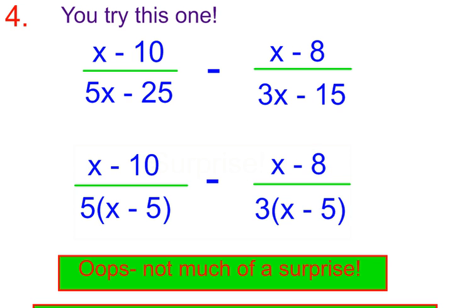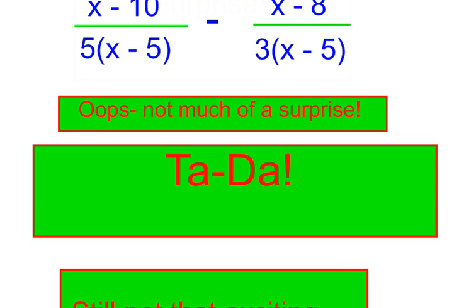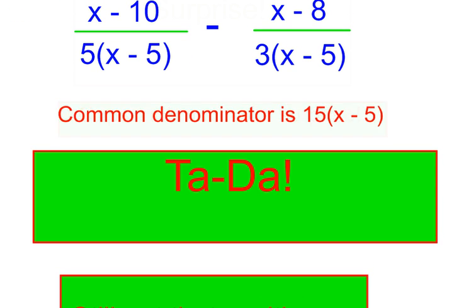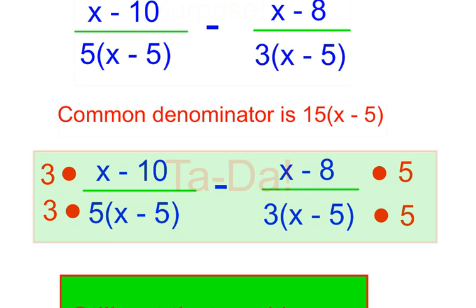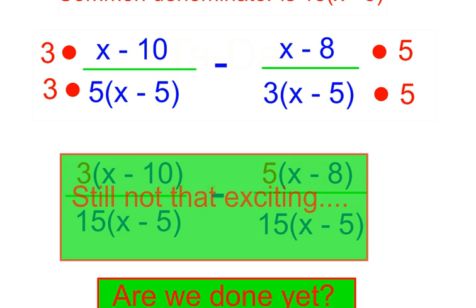So that's what I got when I took out the greatest common factor in both. So I have my common denominator as 15 times x minus 5. That's because between the numbers 3 and 5, the common denominator is 15. So let me go down one more step here.